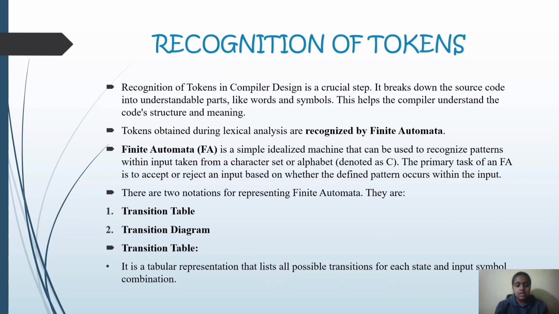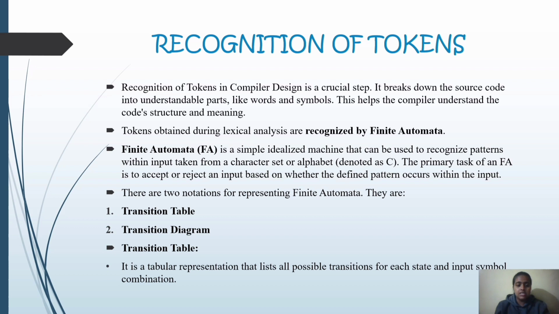Recognition of tokens. Recognition of tokens in compiler design is a crucial step. It breaks down the source code into understandable parts like words and symbols. This helps the compiler understand the code's structure and meaning. Tokens obtained during lexical analysis are recognized by finite automata.